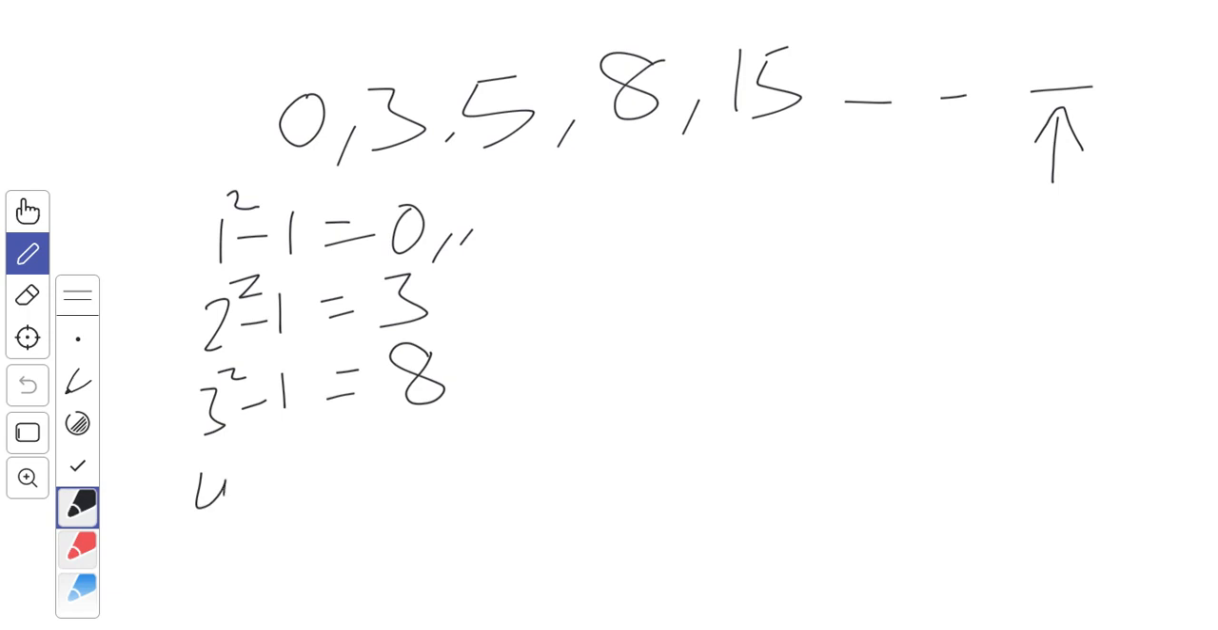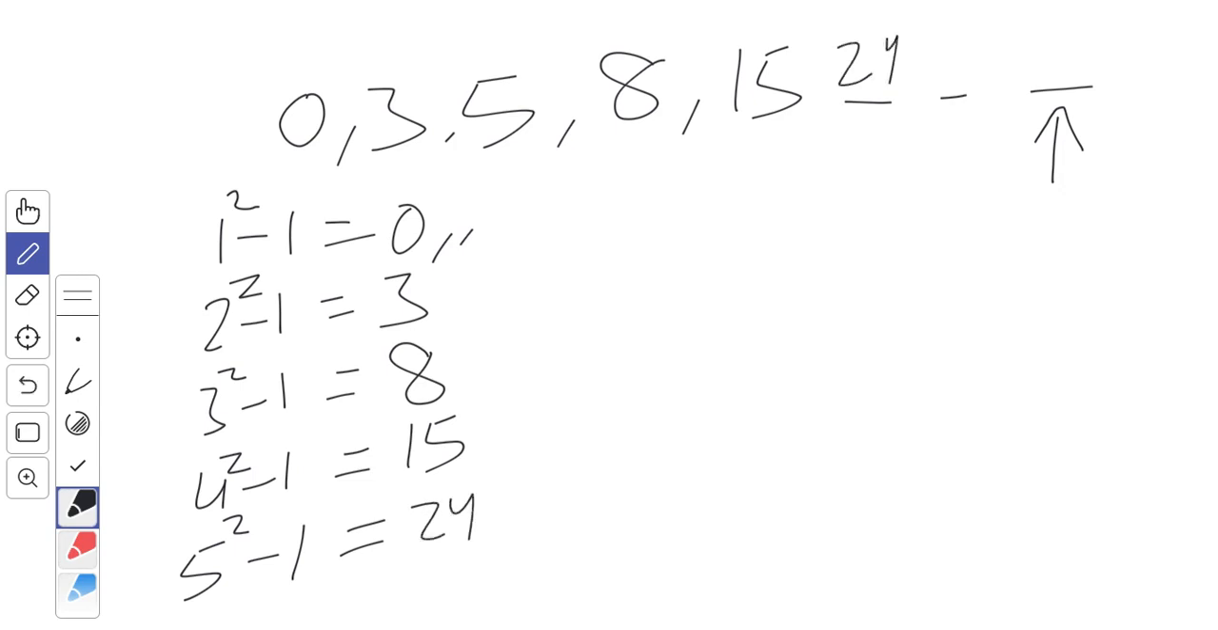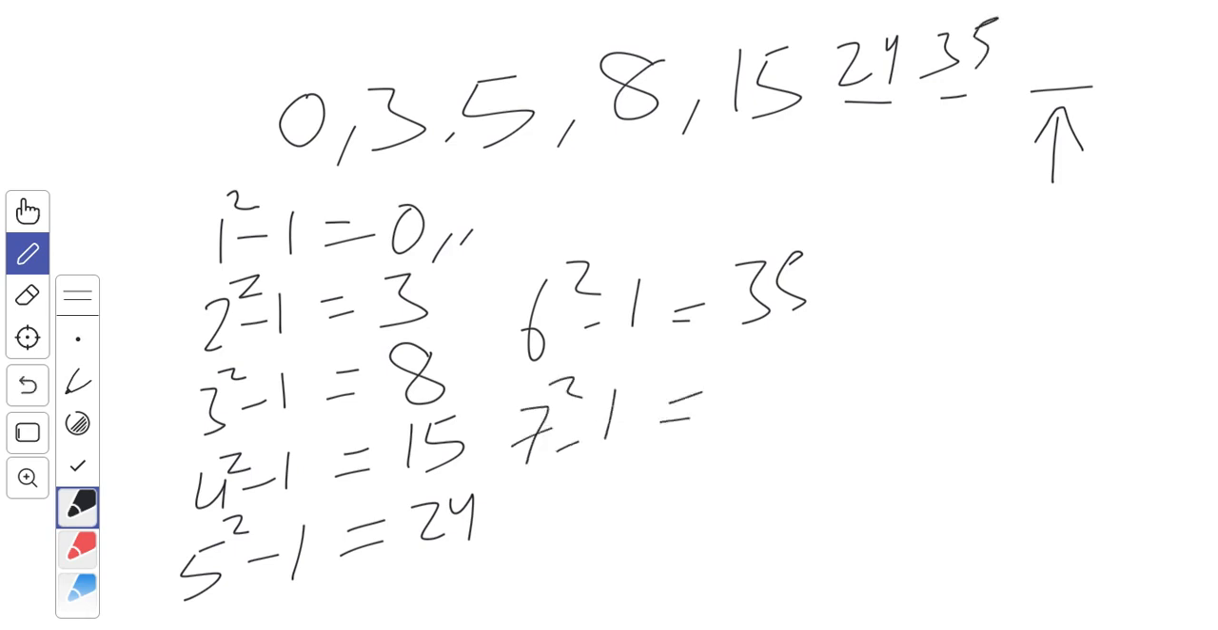Now 4 squared minus 1. 4 fours are 16. 16 minus 1 is 15. Correct. Now we have 5 squared minus 1. 5 fives are 25, 25 minus 1 is 24. This number would be 24. Next we have 6 squared minus 1, so 36 minus 1 is 35. This number would be 35. And the seventh number would be 7 squared minus 1, which is 49 minus 1, 48.